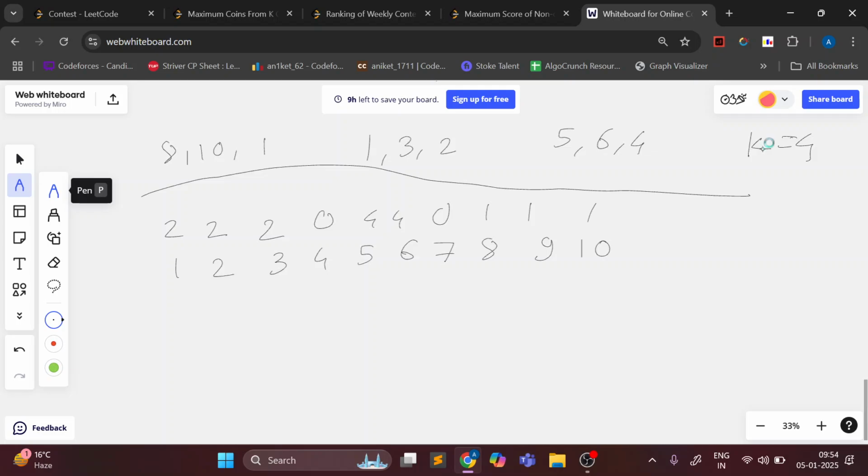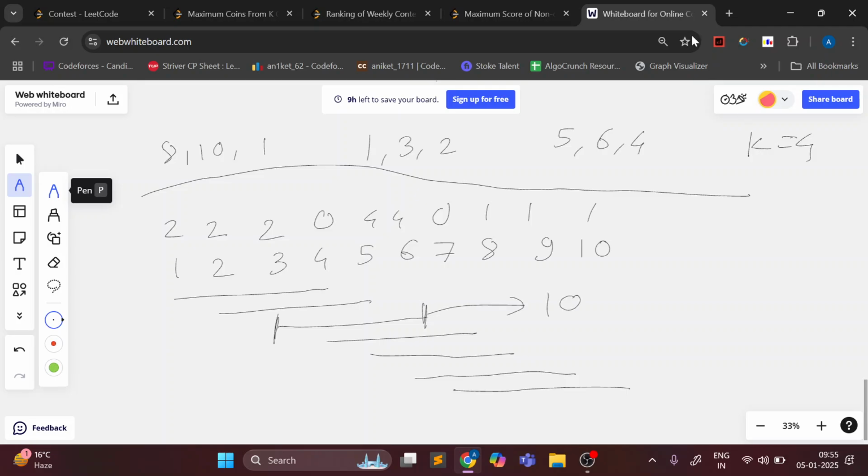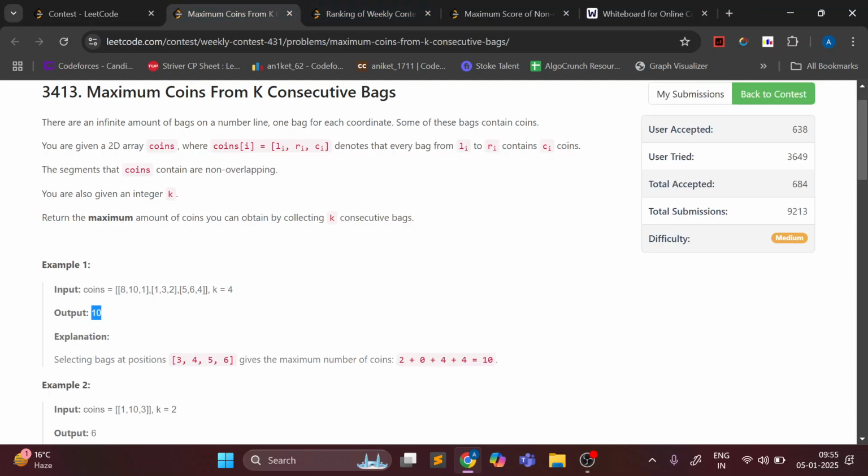Now for 4 consecutive bags, the options are: 1 to 4, 2 to 5, 3 to 6, 5 to 7, 5 to 8, 6 to 9, and 7 to 10. So 1 to 4 has 6, 2 to 5 has 8, 3 to 6 is 10, and I think 3 to 6 itself is the maximum. You can calculate for all others and check. So this segment gives the maximum answer, which is 10, and we just need to print that maximum answer.